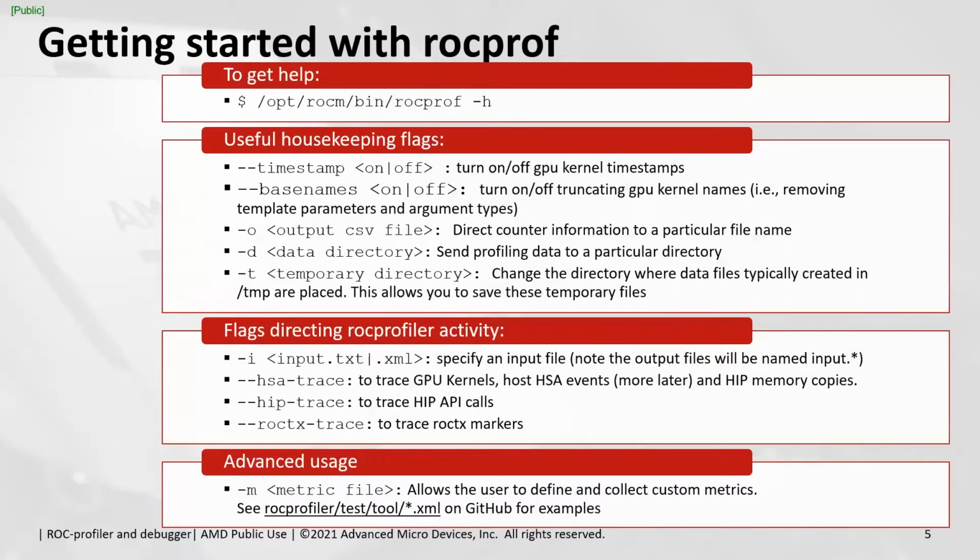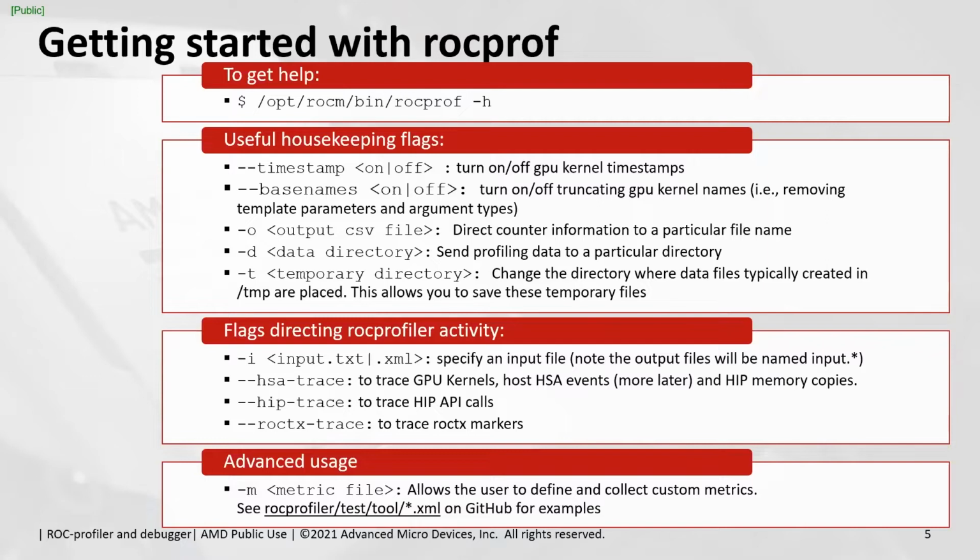To get started, the rocprof command line is pretty simple to use. If you want to understand what the different flags are, like what the usage is, you can always use the -h flag or --help. But there are some very useful housekeeping flags, such as if you want to understand the kernel timestamps and the timing of your GPU kernels, you can use the timestamp flag and say on or off. By default, it's off, so you have to explicitly say that you want to collect the timestamps. Similarly, the other is the base name.